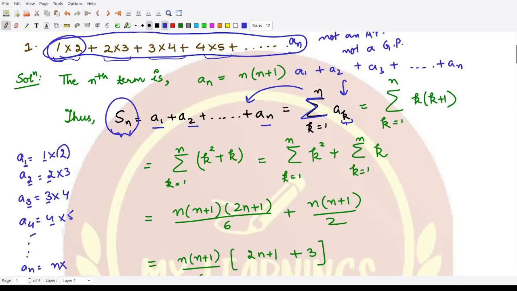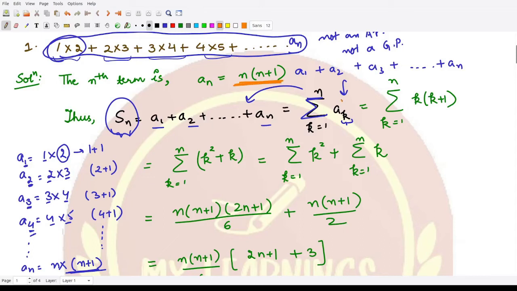What about the second factor? For 1 it is 2, so it could be written as 1 plus 1. For 2 it is 3, so it could be written as 2 plus 1. For 3 it is 4, so 4 could be written as 3 plus 1. For 4 it is 5, so this 5 could be written as 4 plus 1. Generalizing the terms, for n we can write n plus 1. So this becomes our nth term: n into n plus 1.